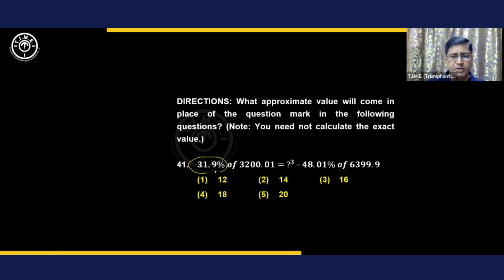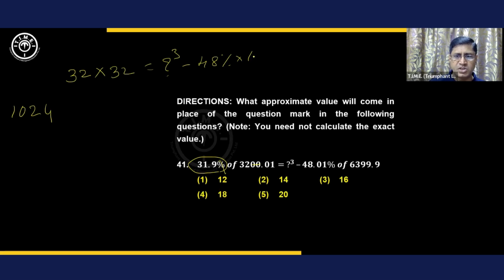31.9% means here approximately 32%. 32% of 3200. So percentage and zeros get cancelled. 32 into 32, that is 1024, is equal to question mark cube minus 48% of 6400. Approximately this value is equal to 6400. Now simplify. So 0 and 0 get cancelled. Now what is the result?